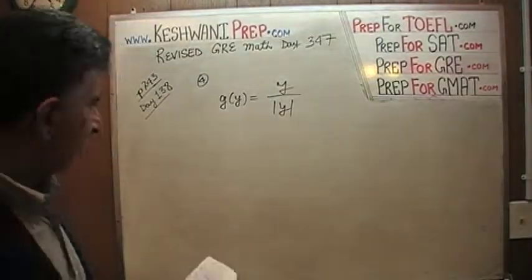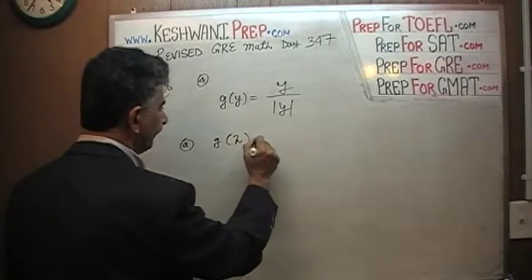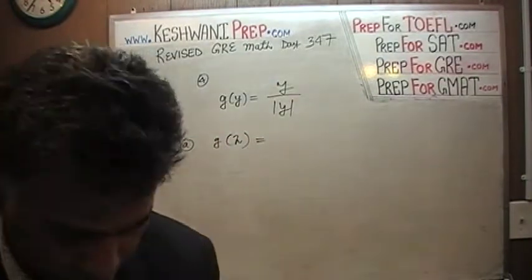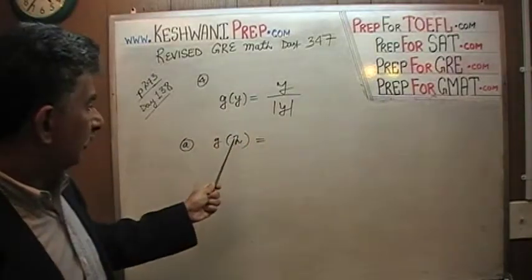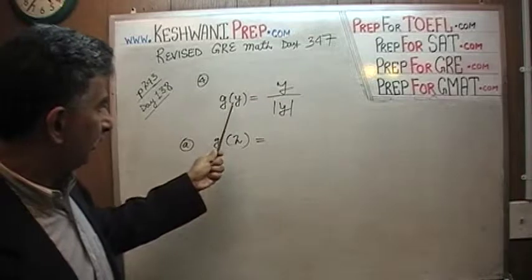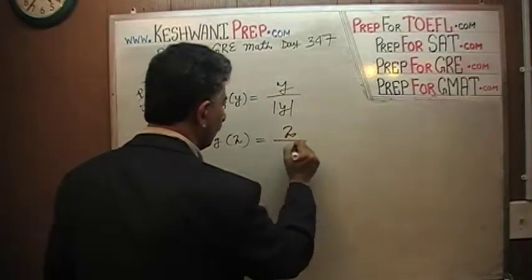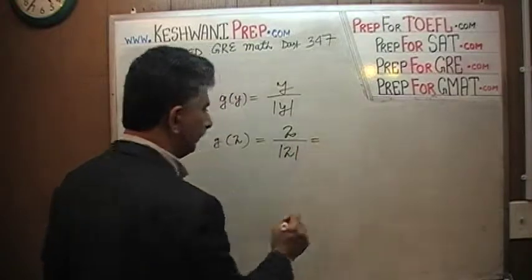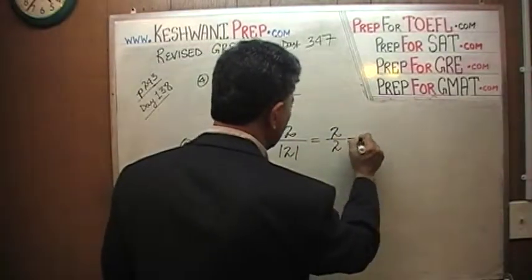And the question simply is, how much is g of 2? Again, nothing to it. We go to our original function, and wherever we see y, we replace it with 2. g of 2 equals 2 over the absolute value of 2. Well, the absolute value of 2 is 2. So it's just 2 over 2, which is just 1.